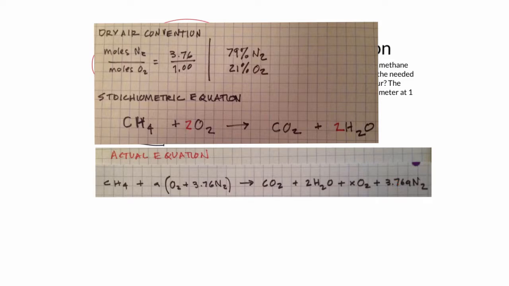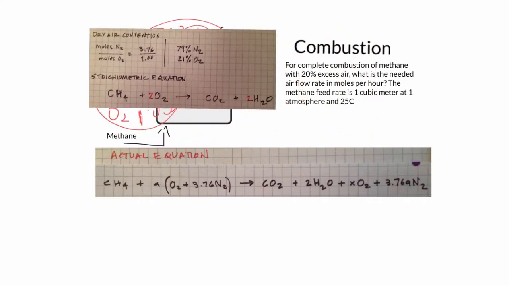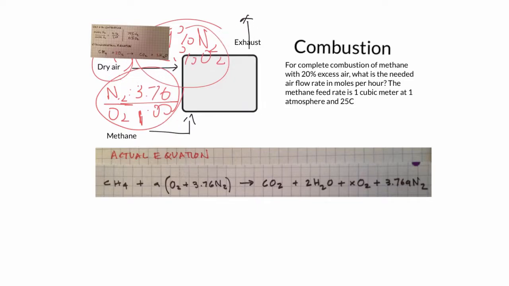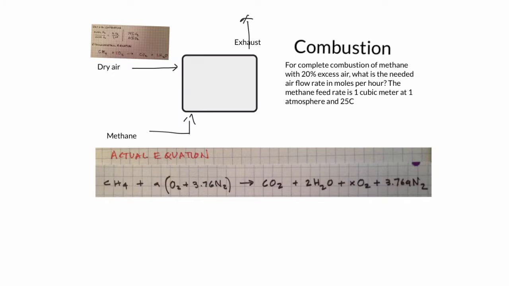Now I need to think about the basis, and I believe that was in the original question here. We have 1 cubic meter at 1 atmosphere, 25 degrees C, that is being added to this reactor here. So here it is, and we're trying to find out the needed airflow rate. So we need to know what this is under these conditions.